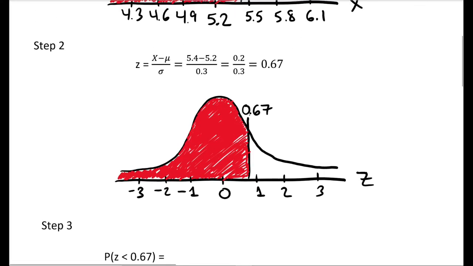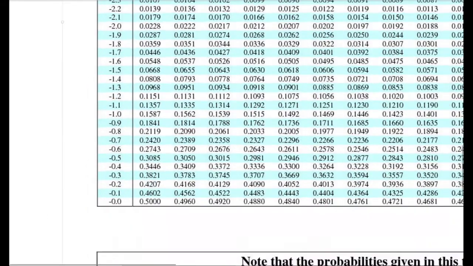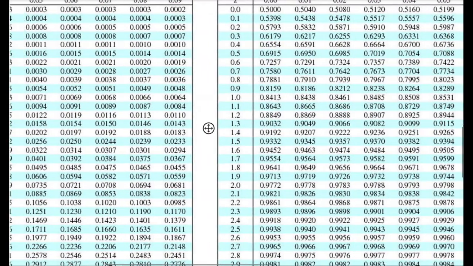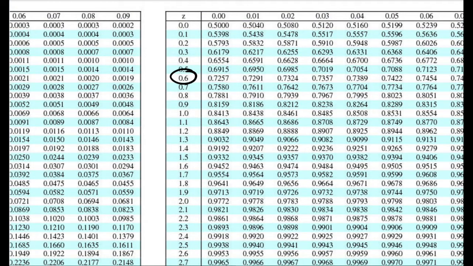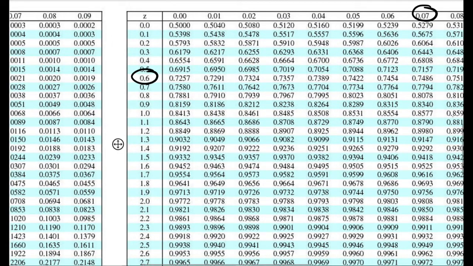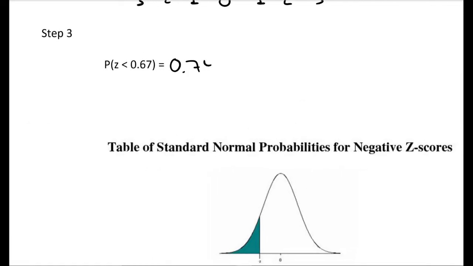So step 3, we're going to calculate the value. Remember that to calculate a value to the left of a z-score, we just have to look it up on the table. So we're going to look it up right here. We need to look at the positive values, however. So let's go to positive 0.67, and then find the score from there. So we have an area of 0.7486. So that's my probability, 0.7486.